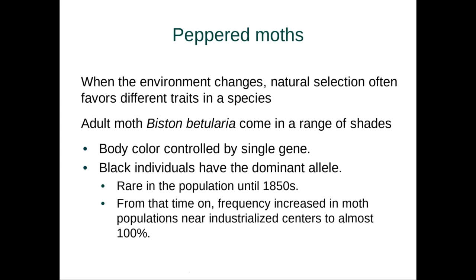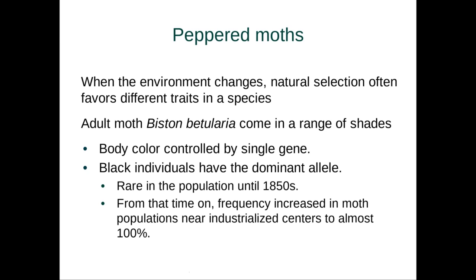And after the 1850s, when the Industrial Revolution really took over, the frequency of the black individuals near industrialized centers increased to almost 100%. So again, pre-Industrial Revolution, we have basically very few black individuals in industrial areas, and natural areas for that matter, but in particular, we're thinking about industrial areas. After we started combusting coal, we see an increase of black individuals up to essentially 100% of the population.